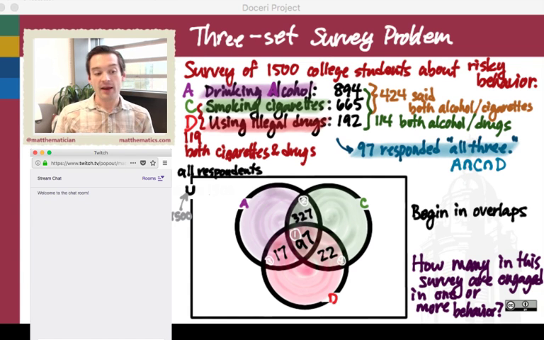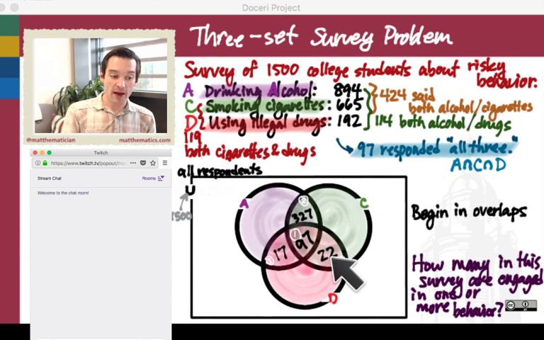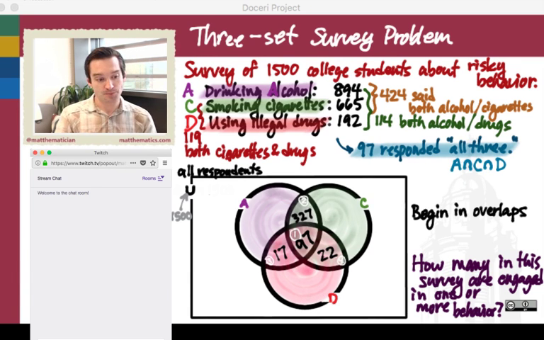And again, if you're worried, you can always go back through and add some stuff up and just verify. 97 and 22, that should be my cigarettes and drugs people. That's 119, and that's what we had, and so forth. So now we're not double counting anybody in this survey who's engaged in 2 or 3 of the behaviors. What we need to now do is account for the people who do just one of these behaviors. Just the drinking alcohol people, just the smokers, and then just the illegal drug users. How do we get those people?